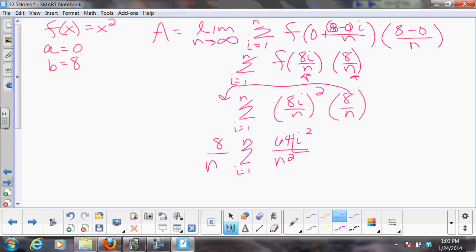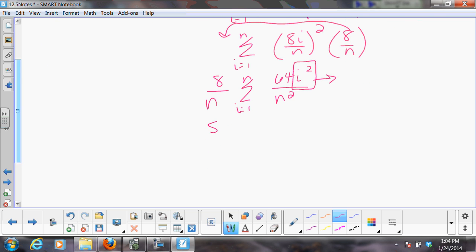i squared has its own function to change into, and that's what changes to n's. Once you change this to n's, it's a summation of i's, and that function changes. So I leave my 8 over n. I no longer have a summation because I'm actually going to replace this with something else. Here is another scalar. And now I'm going to change my i function, which is from the front page.